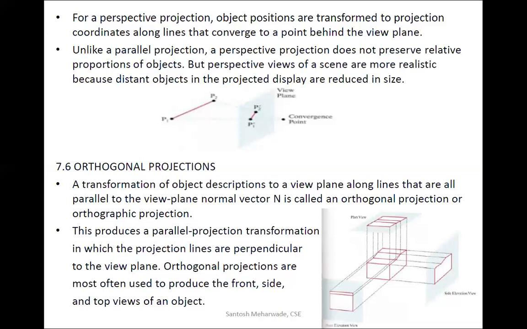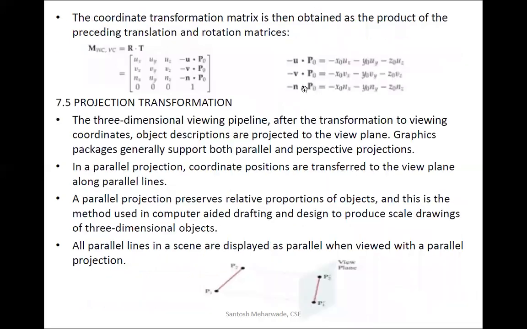So that type of viewing we call perspective viewing, in which the relative proportionality of the object is not maintained. Because of this perspective projection, we get realistic images and realistic scenes. But in the parallel projections, we are not going to get that kind of realistic scenes.